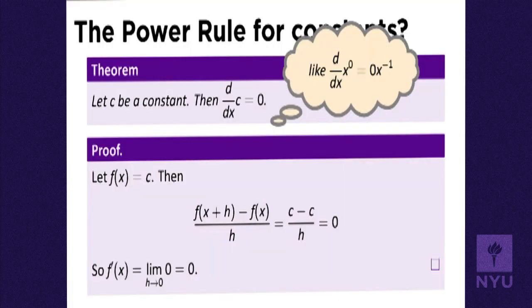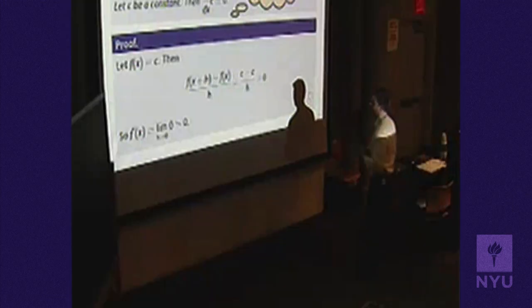Other ways to talk about this is, well, you can just apply the difference quotient. F of x plus h is that constant. F of x is the same constant. So the numerator of the difference quotient is identically 0. And that's different from saying that the numerator tends to 0. The numerator is always 0. And so the difference quotient is always going to be 0. And so the limit of 0 as h goes to 0 is 0. Hence, the derivative of a constant function is 0.